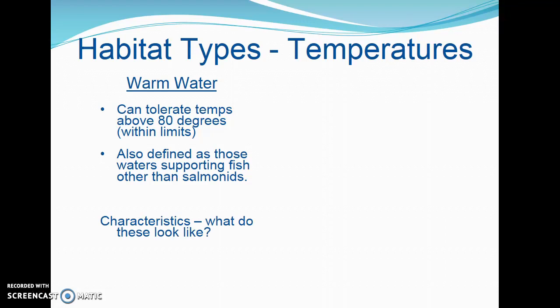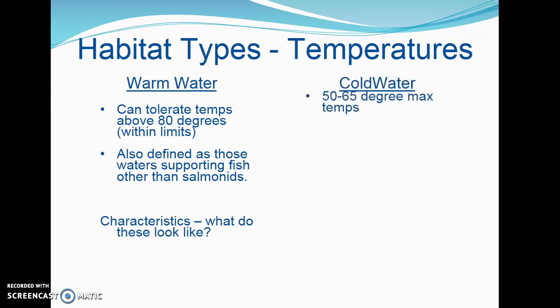So what do these systems look like? What do you suppose would be a characteristic of water that can heat to 80 degrees? Well, it's important to maybe just step back and think about how would that water get warm. And for the most part, that would have to do with the sun and the radiant energy coming from the sun. So we have water that is still for long enough that the sun can heat it, or water that is shallow enough that it can thoroughly heat and warm up.